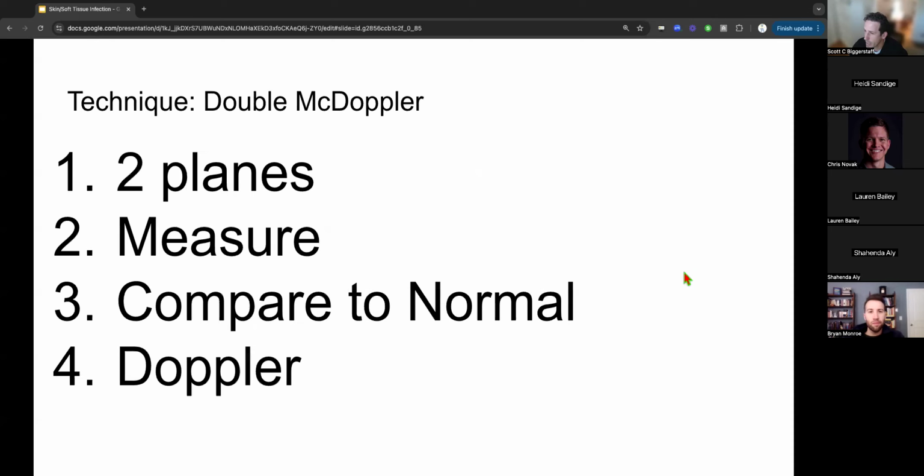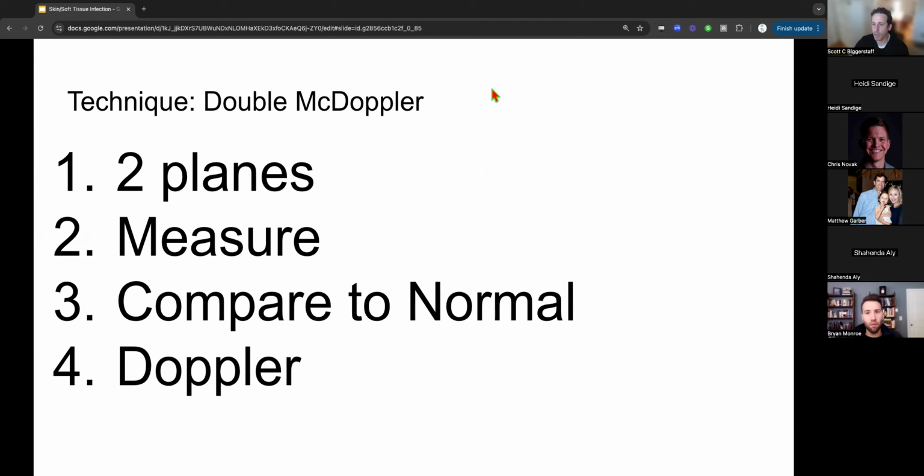On exam, this is the mnemonic I invented, double McDoppler, not previously published anywhere, so you heard it here first. We're going to scan in two planes, always orthogonal planes. If I was looking on the neck, I would get a longitudinal scan like this with the probe marker towards the head, and then one perpendicular to that, 90 degrees from there. Same principle on the arm, leg, buttock, wherever you're evaluating. So we want at least two planes. One view is no views.